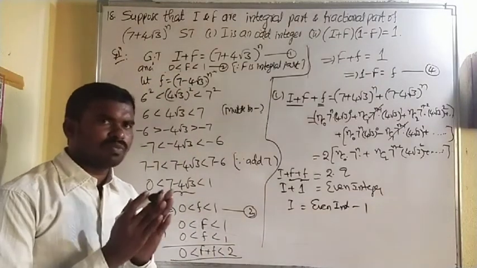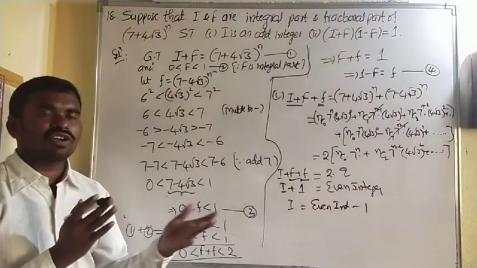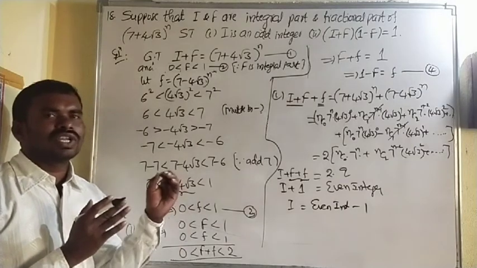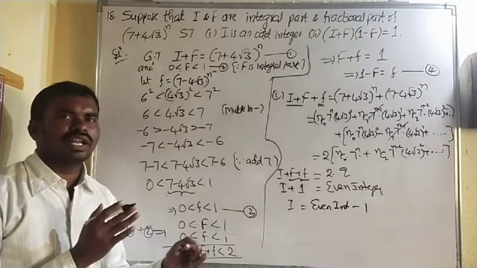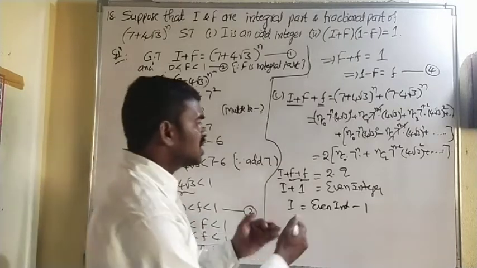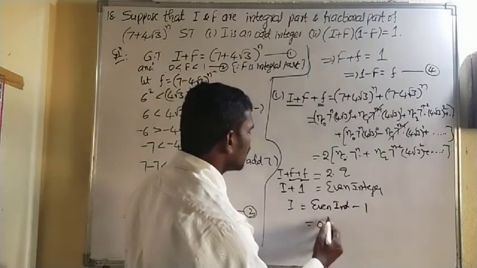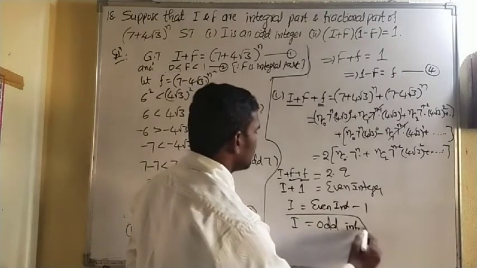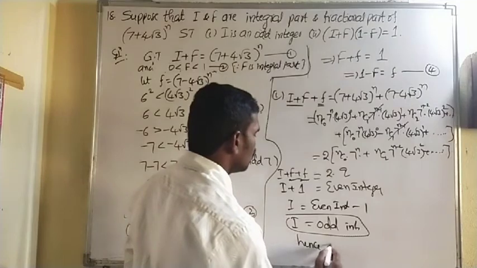See, for example, 4 is an even integer. 4 minus 1, how much? 3. For example, even integer 10. 10 minus 1, how much? 9. What is 9? Odd. So even integer minus 1, if you do, you get an odd integer. So I equals an odd integer. Got it? Hence proved.